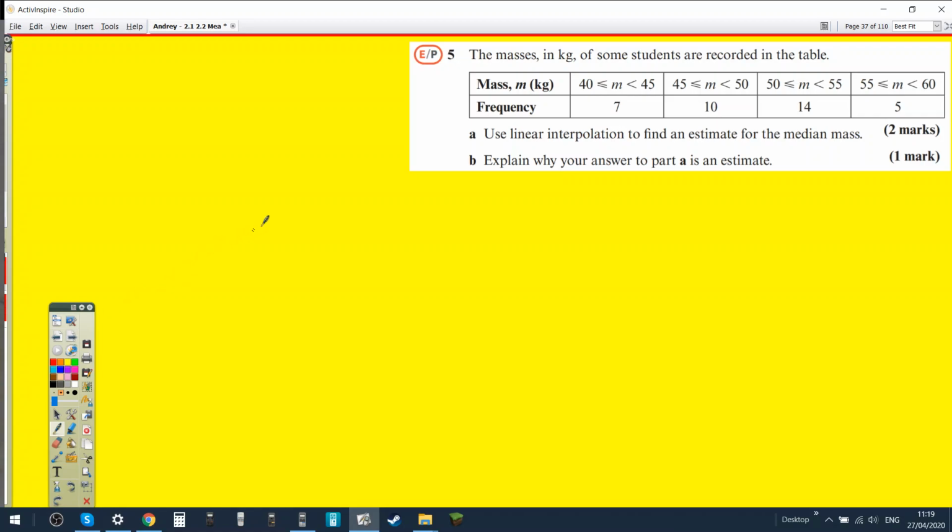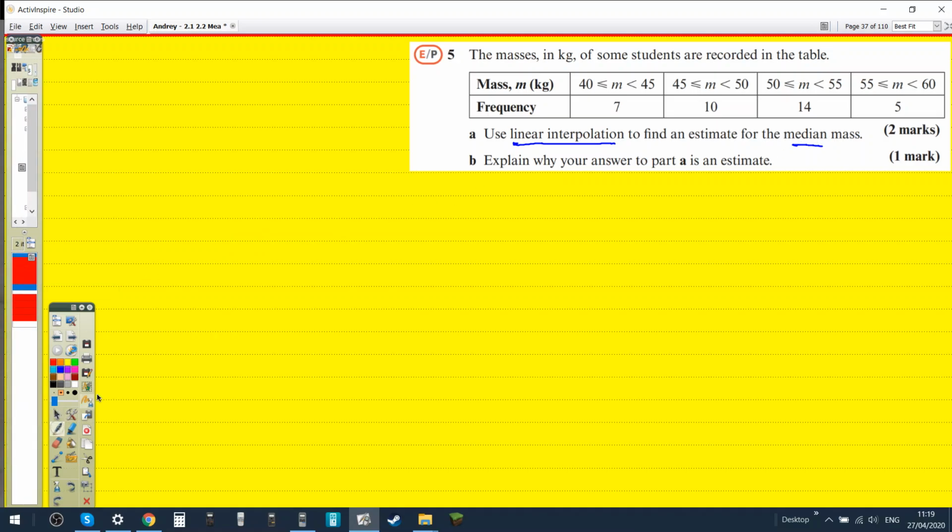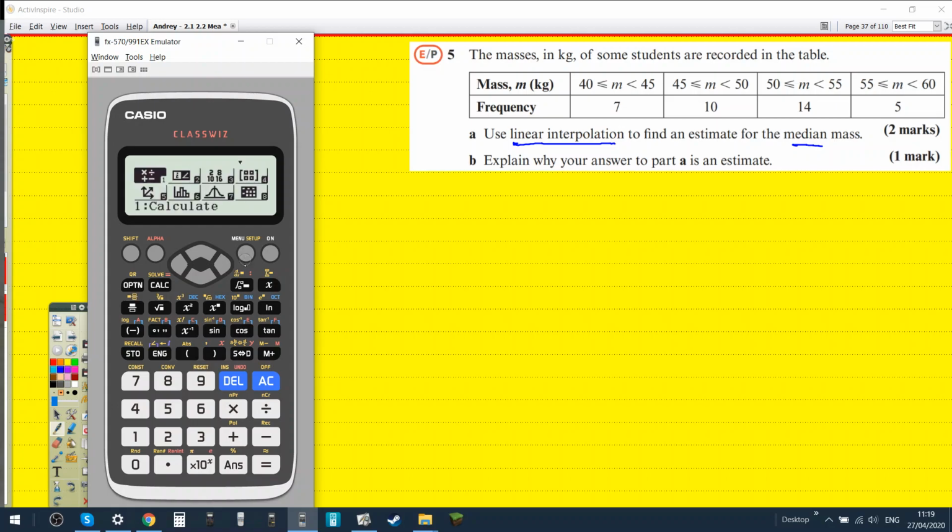Okay, linear interpolation median. This one. So I can use my calculator, can't I? What would you put into your calculator? I just put the midpoint of all the masses. That would give you an estimate for the median, but it would not be using linear interpolation. That would just be a very simple estimate. Yeah, so I'll do that, and we'll compare our answer at the end. How can you do linear interpolation?